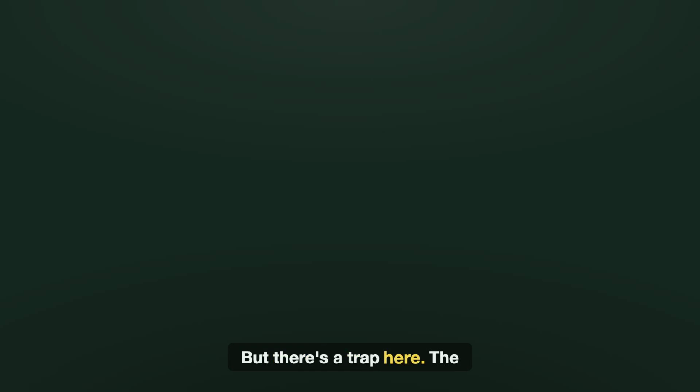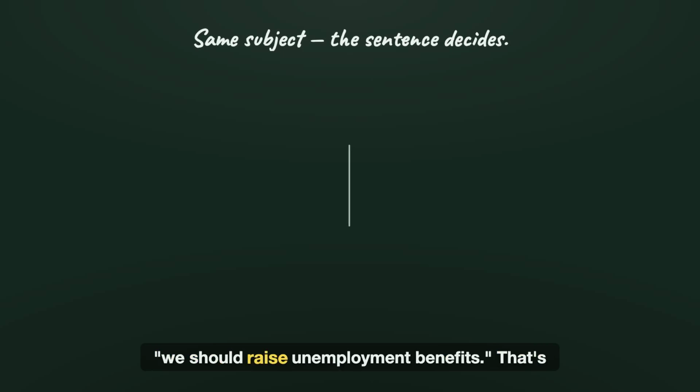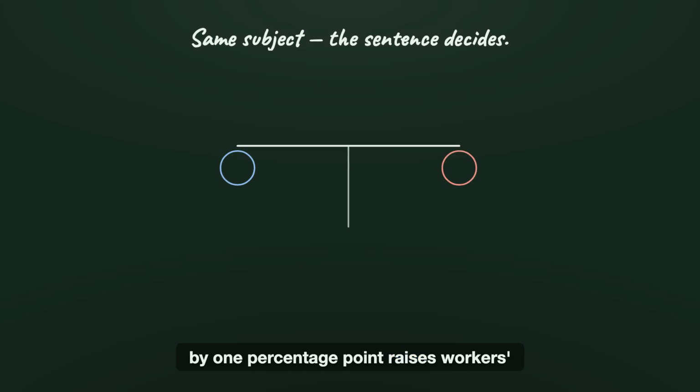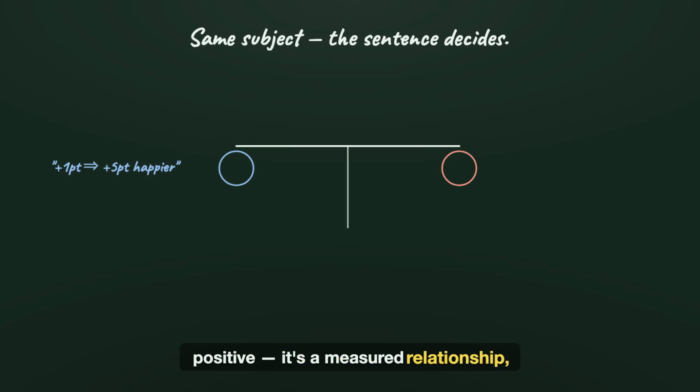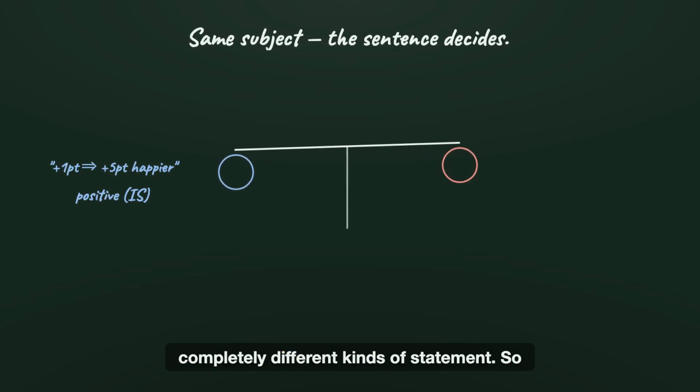But there's a trap here. The same subject can be positive or normative depending on the sentence. Take, we should raise unemployment benefits. That's normative. Should makes it a value judgment. Now take, raising benefits by 1 percentage point raises workers' happiness by 5 percentage points. That's positive. It's a measured relationship with no judgment of good or bad. They look similar, but they're completely different kinds of statement.